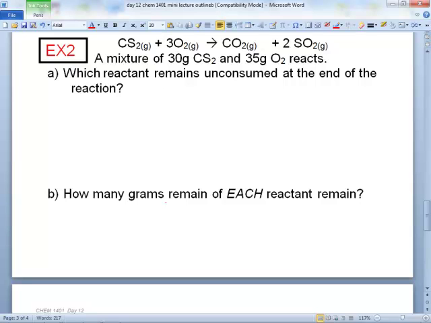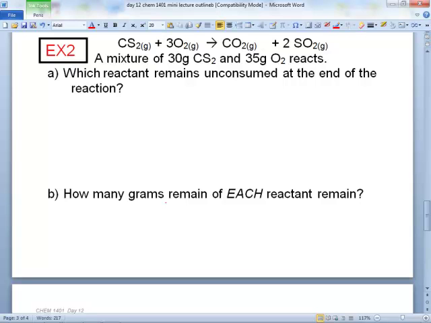Which one comes out less? Now, when you say one, which one are you talking about? Either CS2 or O2 remains unconsumed. Are they talking about the limiting reagent? Or the other one? It's the other one, right? The one that remains unconsumed. That means there's stuff left.